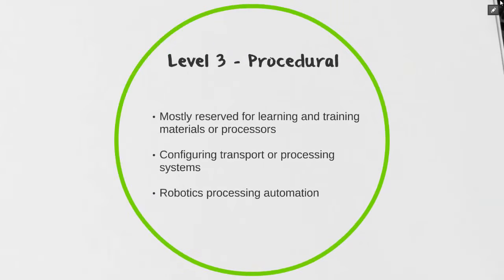Our level 3, as shared earlier, is our procedural, and it's mostly reserved for those learning and training materials, when you're wanting to learn about a process and you want to see that detail. There are other situations where you would want to see those details as well, like configuring a transporter processing system, or in robotics processing automation, where you're going to start having machines actually perform the function that human beings would do.